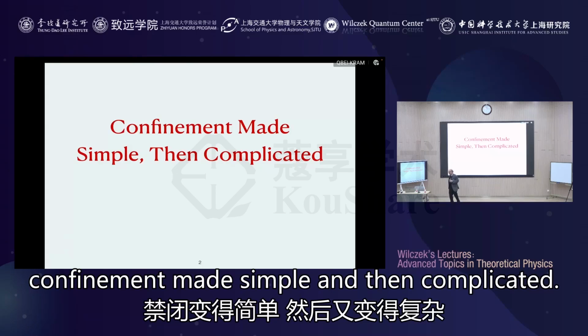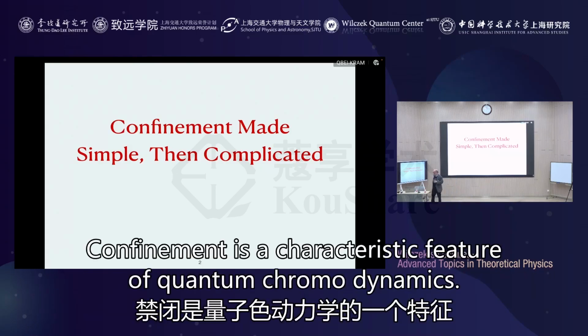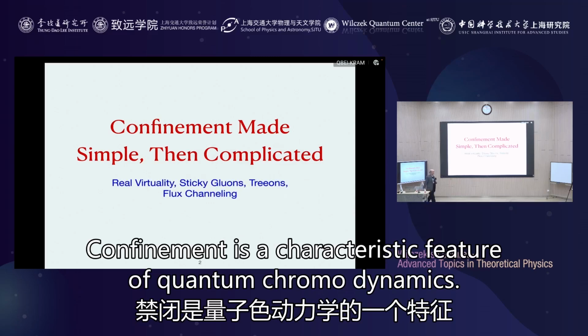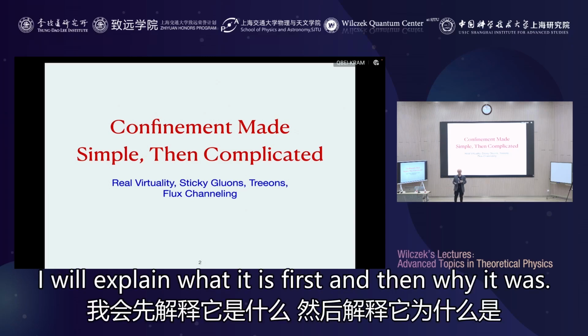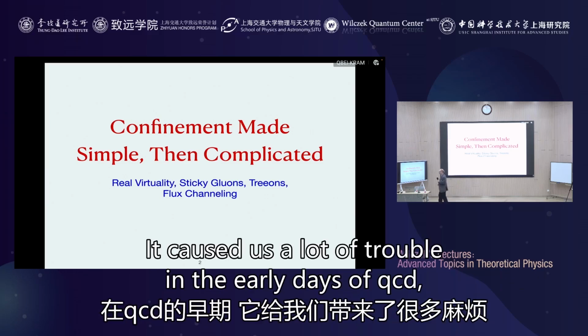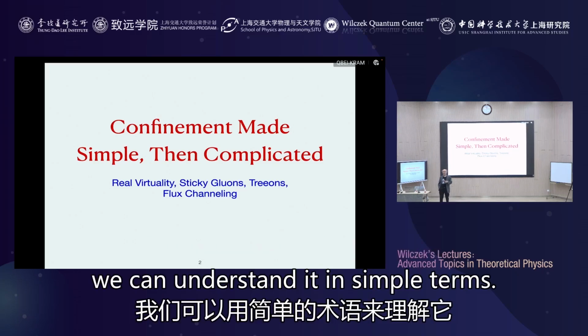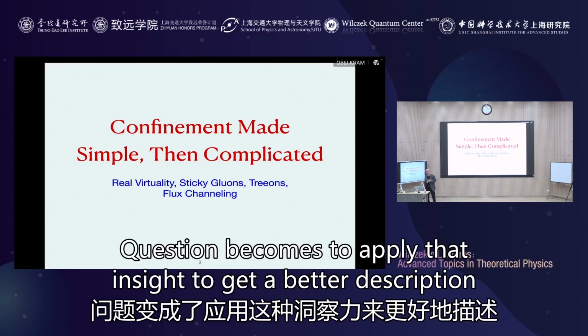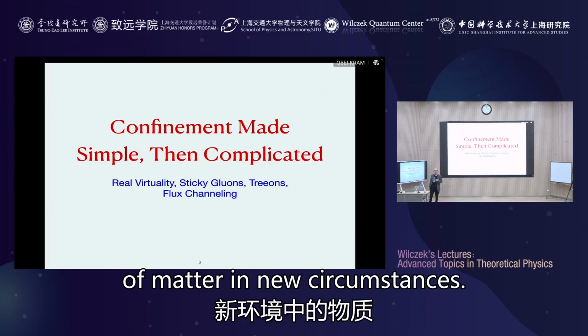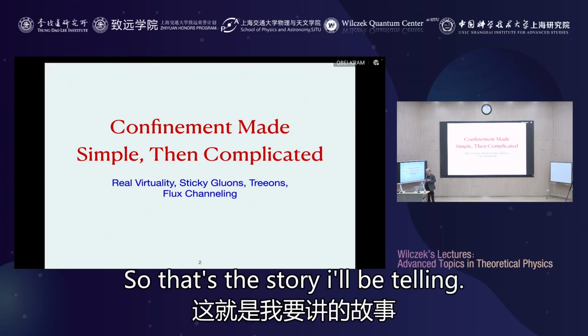Confinement made simple and then complicated. So confinement is a characteristic feature of quantum chromodynamics that I will explain first, and then why it caused us a lot of trouble in the early days of QCD. But now, looking back, we can understand it in simple terms, and the question becomes to apply that insight to get a better description of matter in new circumstances. So that's the story I'll be telling.